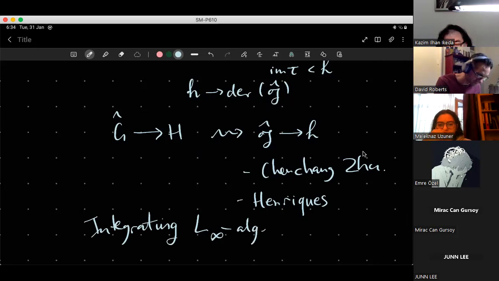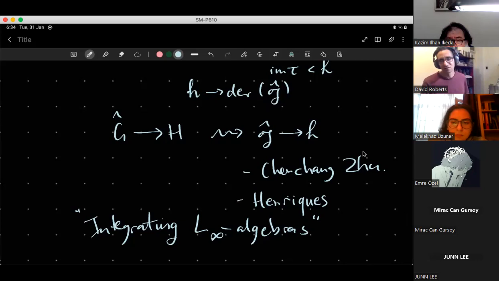That's a paper, and they do more general than just the two-term case. Given maybe just a truncated L infinity algebra, when can we integrate it up to something like a Kan complex in manifolds? So some kind of model for higher groupoids. But the two-term case is much more concrete, and you can get away with not using simplicial methods and so forth.